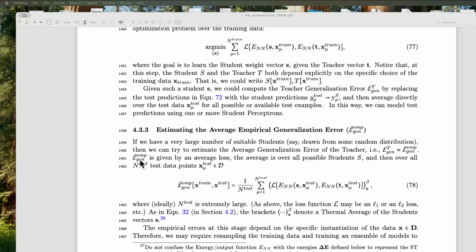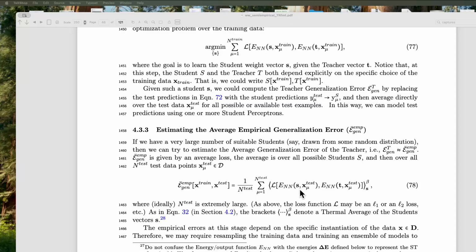The empirical generalization error is given by an average loss, the average over all possible students, and then over all test data points. So you have this function which depends on the training data and the test data. We've already trained the model, and now we're just looking at how the student predictions differ from the teacher predictions. The idea is we've trained a massive number of students. We tried to distill the model over and over and over. So we did like 1,000 distillations, and we're going to average over the test data.